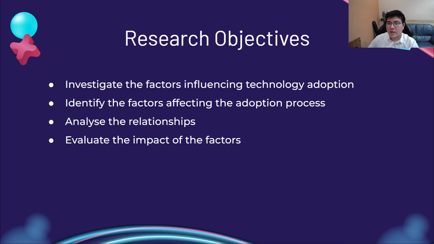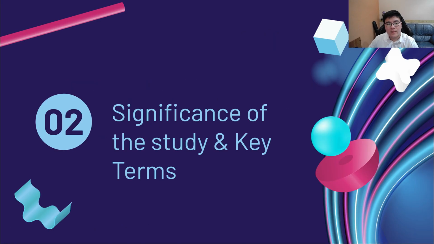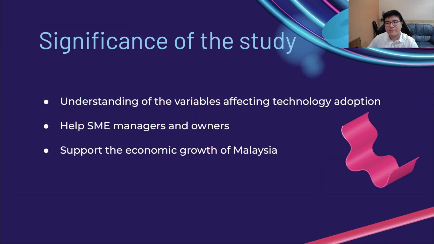Secondly, is to analyze the relationships between these factors and the adoption process in order to determine the effects and influence of each factor of digital transformation. Third is to evaluate the overall impact of these factors on the adoption process among retail SMEs so businesses can focus and improve on that specific variable. Next is the significance of the study and its key terms.